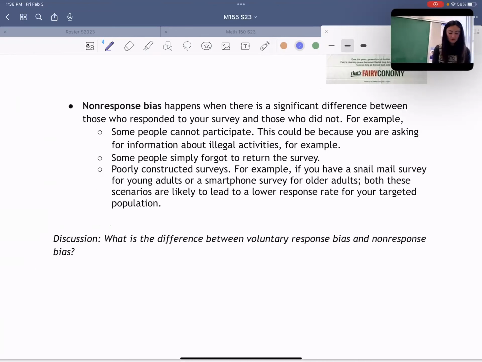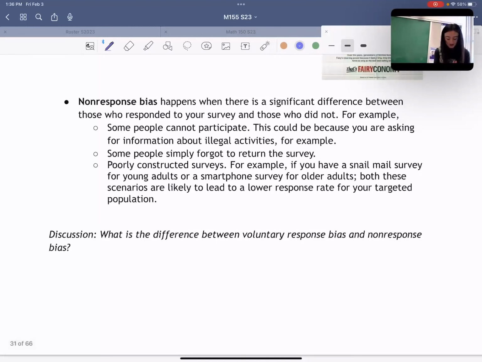I get one question before all the tests in my past semesters, so I decided to put this question on the notes so you have it. The question I get all the time is, what is the difference between voluntary response and non-response bias? They both involve people not responding. What's the difference between the two? Mark? Perfect. Literally what I was going to say.